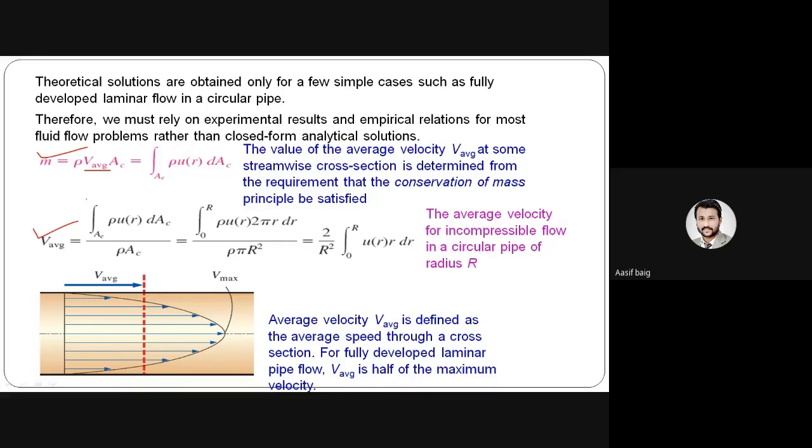At some stream-wise cross-section, it is determined from the requirement that the conservation of mass principle be satisfied. So this conservation of mass equation we will satisfy with this equation, and this average velocity we will get from this. So the average velocity for incompressible flow in a circular pipe of radius r is given, where the average velocity is defined as the average speed through a cross section. For fully developed laminar pipe flow, V average is the half of the maximum velocity. So this is the maximum velocity here in the diagram, and V average is this one. So V average is the half of the V max.